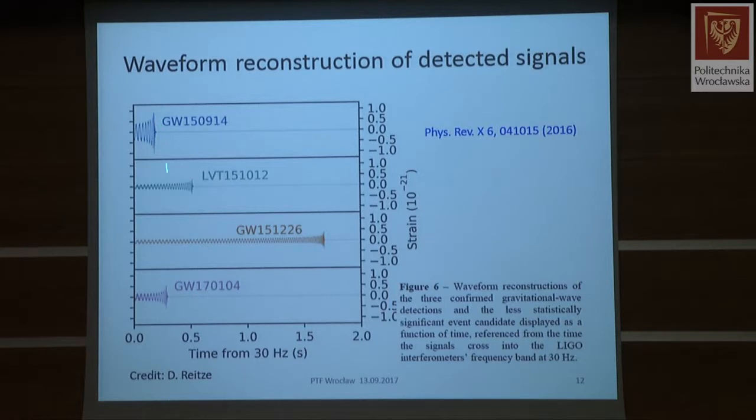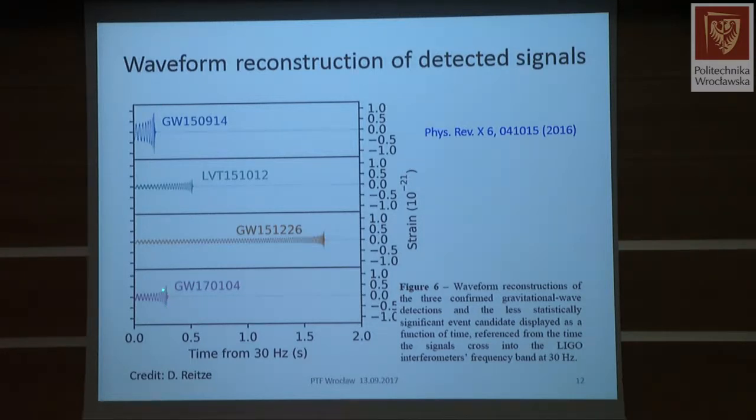Where the chirp ends depends on the mass, as I have shown. So this one, the first one detected, has the highest mass. So it lasts the shortest time in the bandwidth of the detector. Here we start from 30 Hertz, the frequency increasing with time, and this one ends first. So this one has the highest mass.